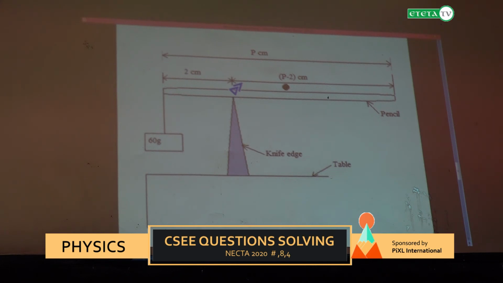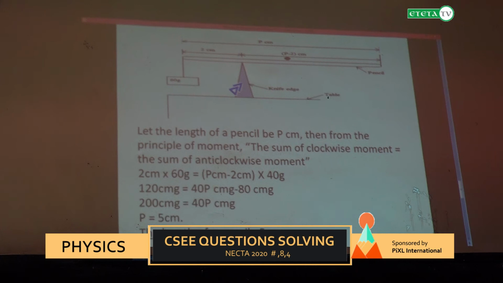Now from the principle of moment, who can tell us the principle of moment? Yes, Emmanuel? Principle of moment states that the anti-clockwise moment will be equal to the clockwise moment. Yeah, very good. Anti-clockwise moment is equal to clockwise moment. Now from that, the anti-clockwise moment is this one, which is 2 times 60 gram.